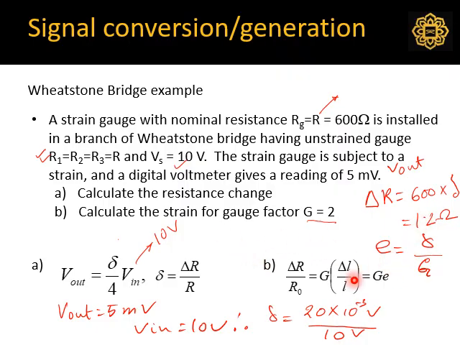And calculate the strain. The strain equals delta over G. Delta is 2 into 10 to the power minus 3, divided by G equals 2. So it is basically 10 to the power minus 3. This is the actual physical strain. So this is a simple example. These types of questions we will be asking in the exam.